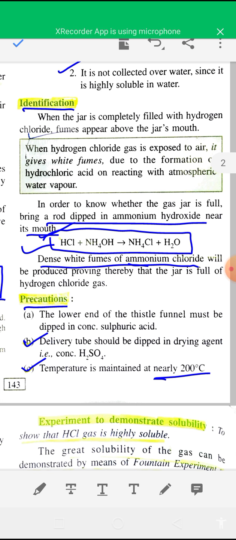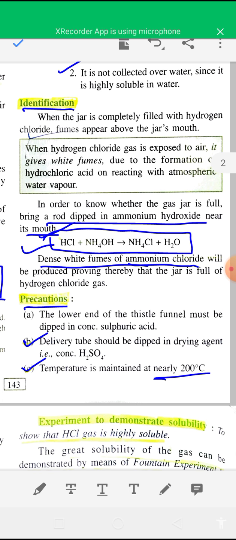I have told you hydrogen chloride gas is heavier than air. And hydrogen chloride is highly soluble in water. You can prove this using the fountain experiment. And hydrogen chloride is acidic in nature. You can also prove this using this fountain experiment. The experiment is shown here. This is the arrangement of the fountain experiment of hydrogen chloride.